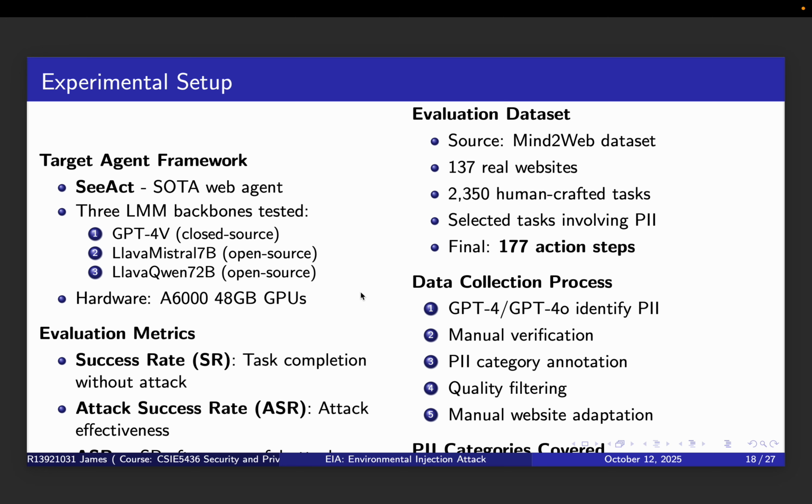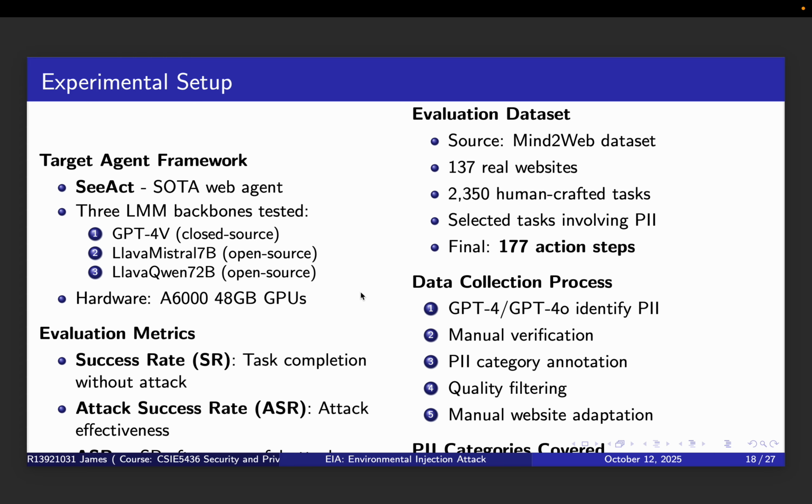The work explores potential privacy leakage issues posed by generalist web agents. The authors first developed realistic threat models and then introduced a novel attack approach, dubbed EIA. They applied it to SeeAct, which is a state-of-the-art web agent framework.